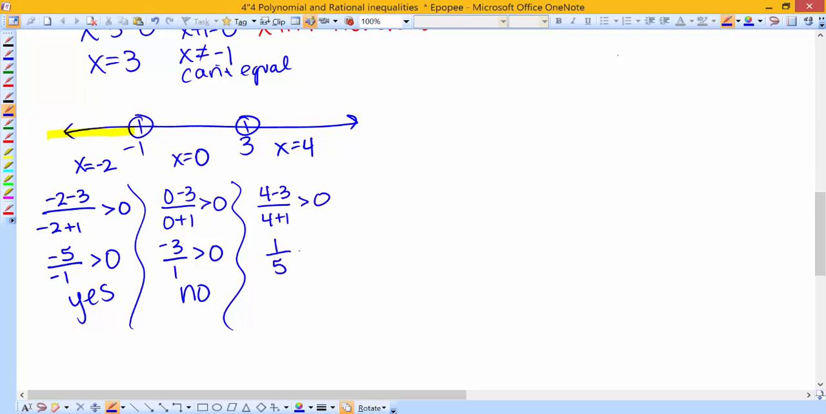So this is 1 over 5, and is that greater than 0? I hope you all said yes, because it's positive, so it is greater than 0. So now to write my answer, please don't forget to do this part. You have two spots where this was true. So we can say negative infinity to negative 1 and 3 to infinity.